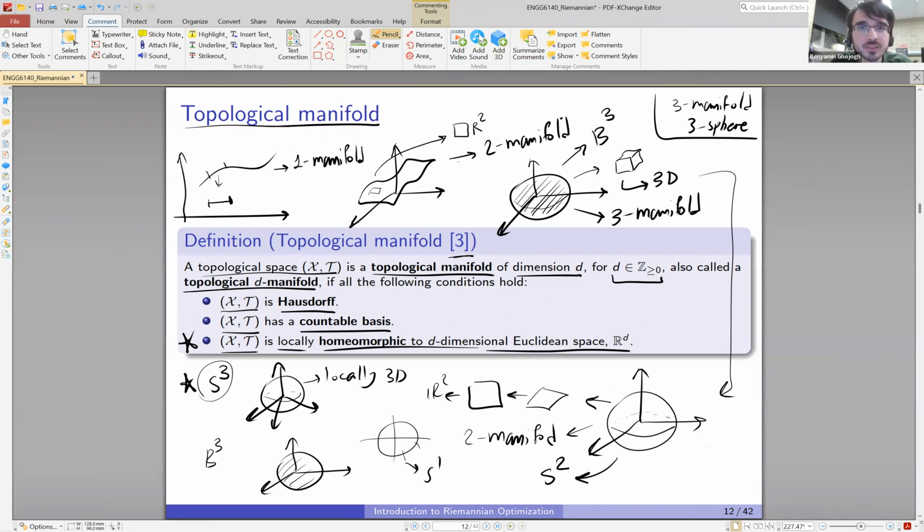So some examples are like this. For example, let me share a screen with another thing.